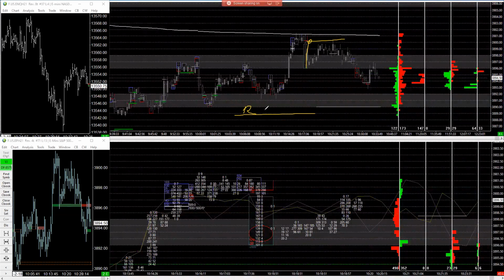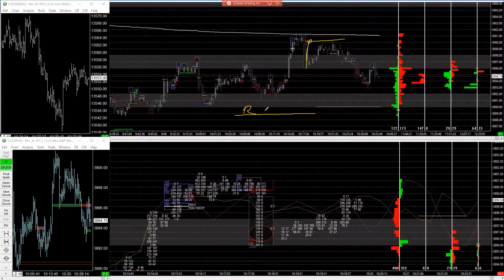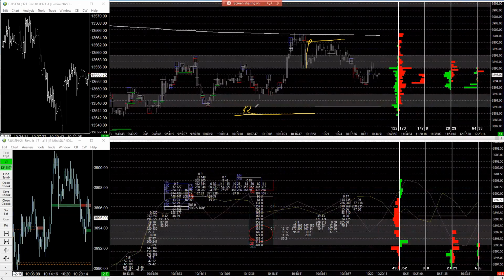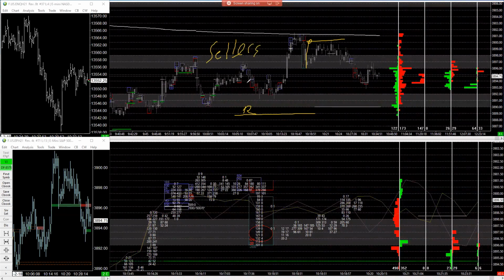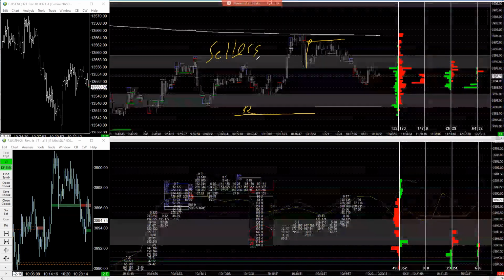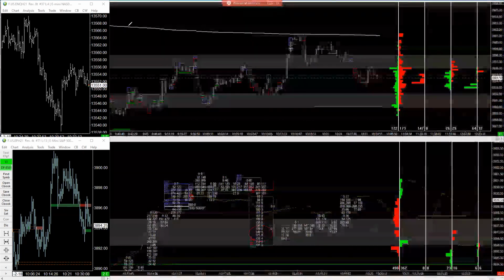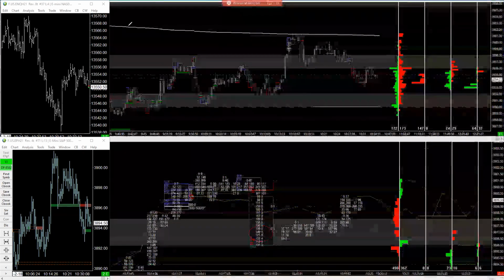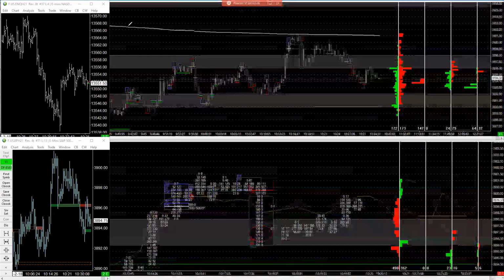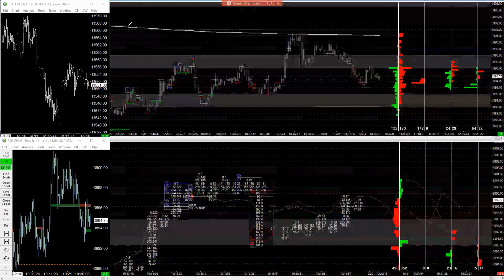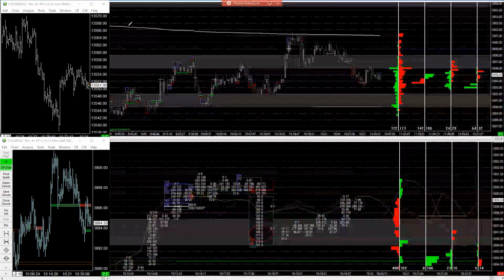So anytime, again, a line of resistance works, that dynamic of sellers, now we're talking about resistance, sellers who are trying to sell it to exit a long, that's the way to read. That's what we're doing here. That's what we're looking for. Those are your best lines in the sand. Those are your best moments. That's why resistance works when it works.